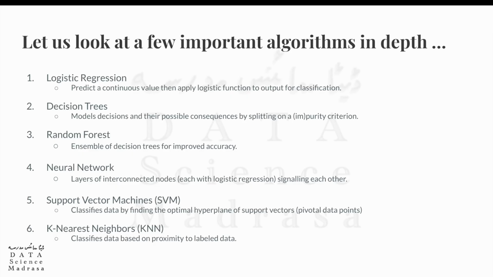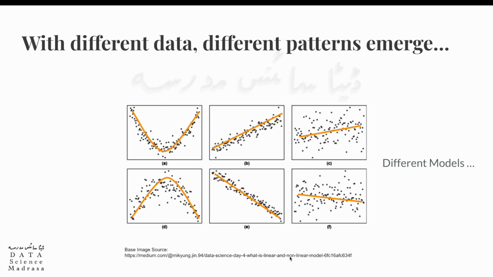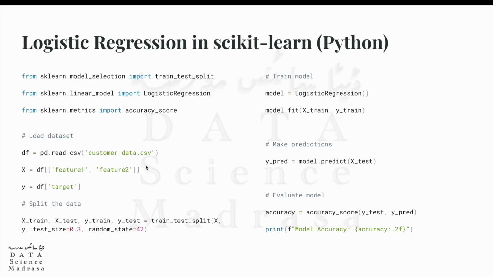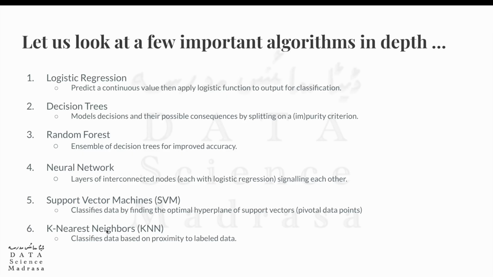Random forest, which is an ensemble of decision trees to improve the accuracy. Neural network, which is interconnected node layers, each node having its own logistic regression, and they signal each other. We'll look at feed-forward neural network. Support vector machines, which classify data by finding an optimal hyperplane of support vectors, which are pivotal data points. So if you imagine the example that we saw previously here, the data points that are on this plane will become the support vectors. And finally, k-nearest neighbors, which classifies data based on proximity to labeled data.